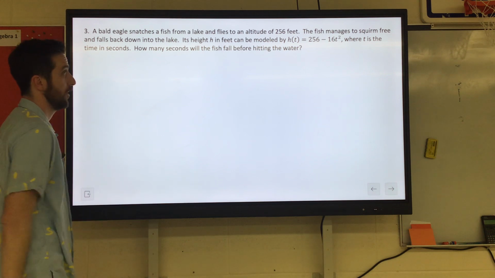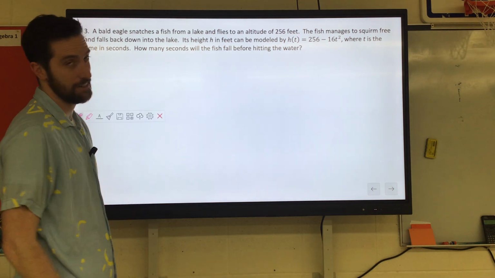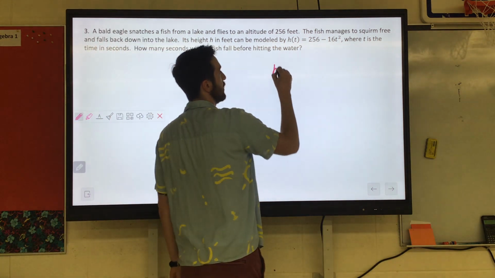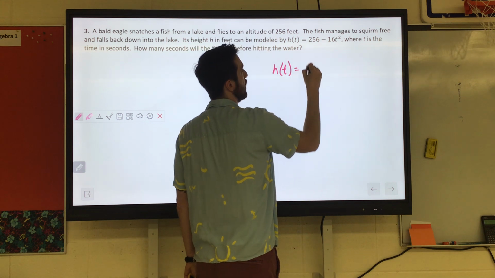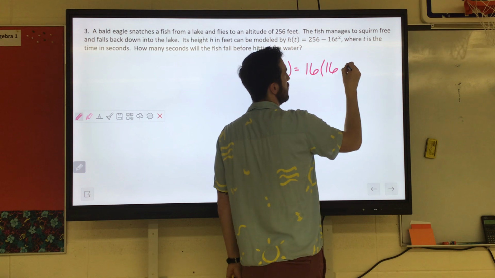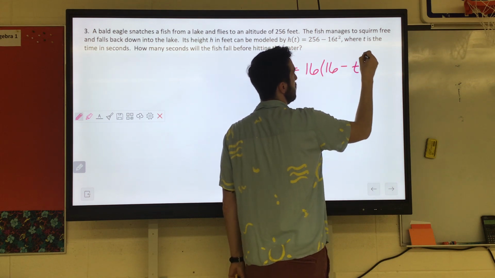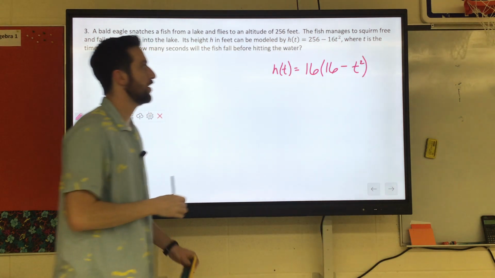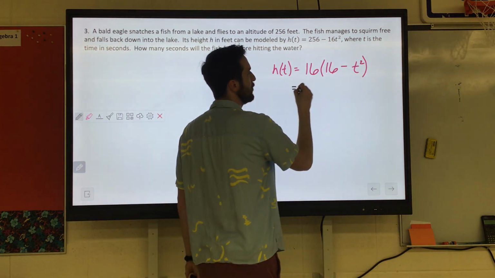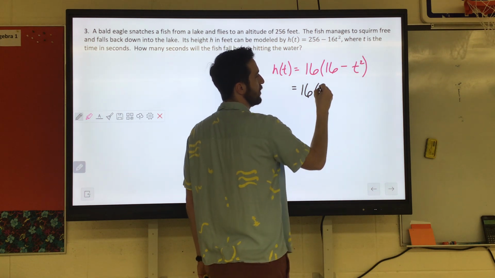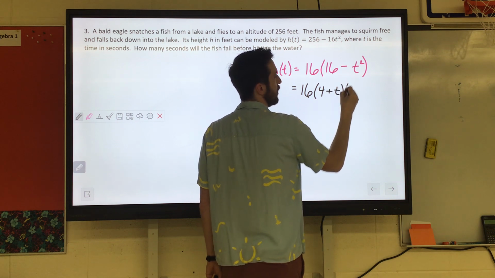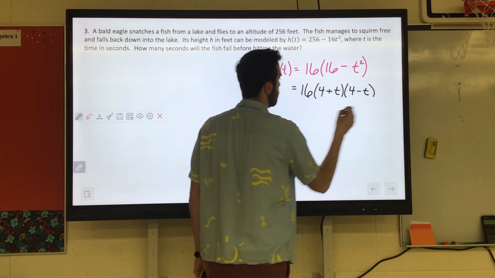Whew. I think we should factor that. Now, here's something I know. 16 is a common factor there. So if we were to factor out a 16, 16 times 16 is 256, and 16 times t squared is 16t squared. And look at that. Those are also both perfect squares. So we have a difference of squares. Square root of 16 is 4. Square root of t squared is t, so we'll have 4 plus t times 4 minus t.